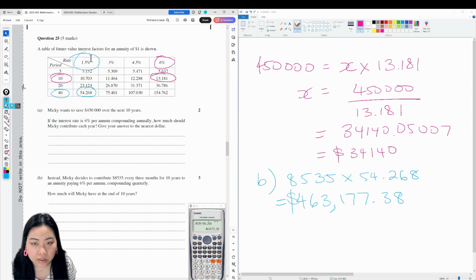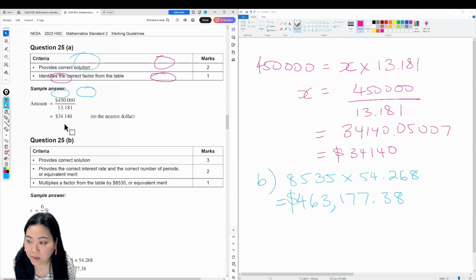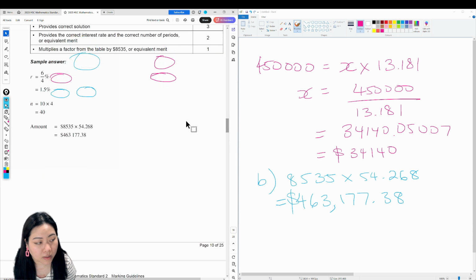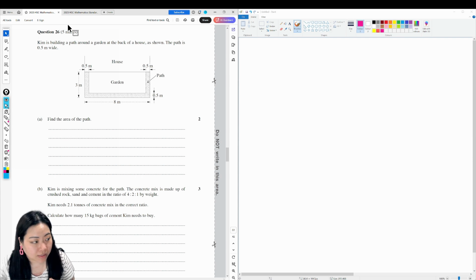Let's check the answers. 25A, 34,140. Good. And B, 463,177.38. Excellent. Oh yeah, I didn't show the working for that. Oops. Question 26, 5 marks again. Kim is building a path around the garden at the back of the house as shown. The path is 1/2 meter wide. Find the area of the path.